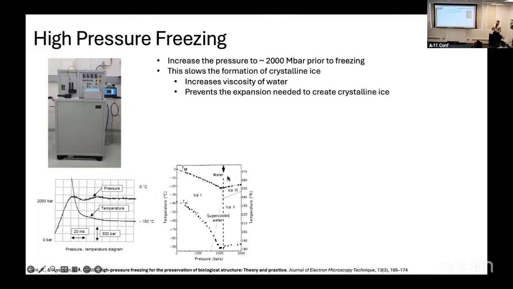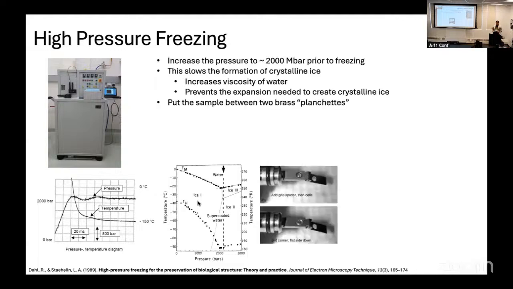And this is kind of a phase diagram. It shows that when you go up to about 2000 bar, you go through what's called ice 3 and ice 2, which is more of the amorphous ice, and go straight down into this vitreous ice, avoiding the ice 1, the crystalline ice area, completely. So you're able to cool down much slower, by increasing the pressure.